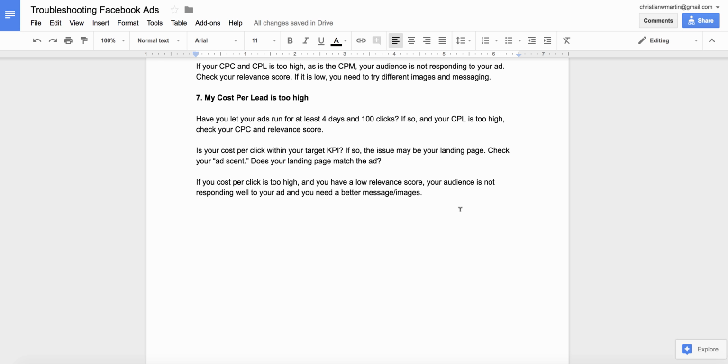If your cost per click is too high and you have a low relevance score, that means your audience is not responding well to your ad, and that's going to result in a high cost per lead. So you've got to get that cost per click down with a better message and better images.